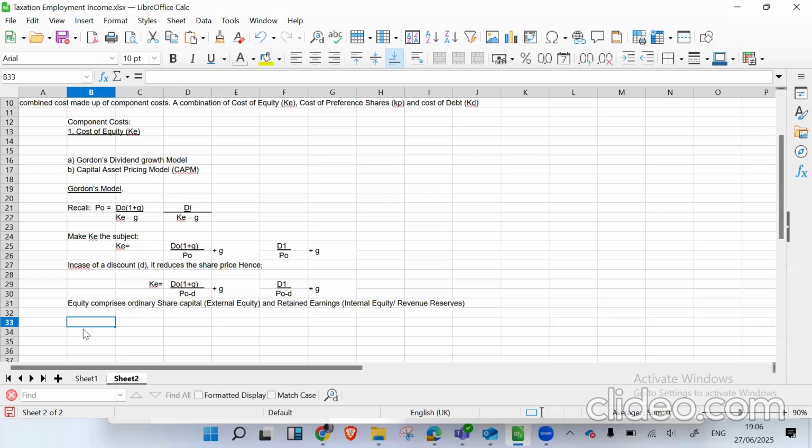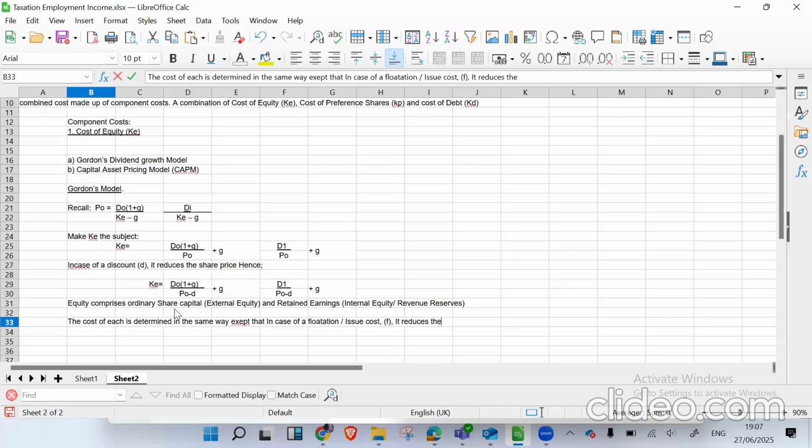Full stop, then you say, the cost of each is determined in the same way, except that in case of a flotation stroke issue costs, in brackets F, small f, it only affects the ordinary shares.